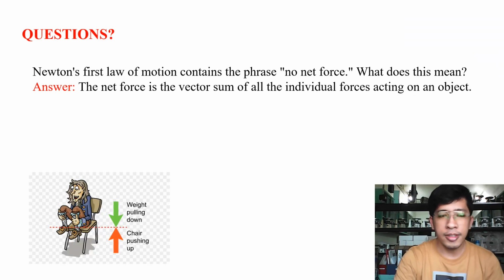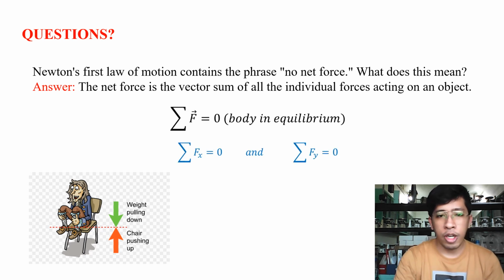Just a short question. Newton's first law of motion contains the phrase no net force. What does no net force mean? The net force is the vector sum of all the individual forces acting on an object. If that is the case, the sum of all the vector forces, ΣF, is equal to 0. Thus we say that the body is in equilibrium. And the X and Y components of the forces should also be 0, so that the magnitude of the vector F is 0. And you can also extend this to the Z-axis.